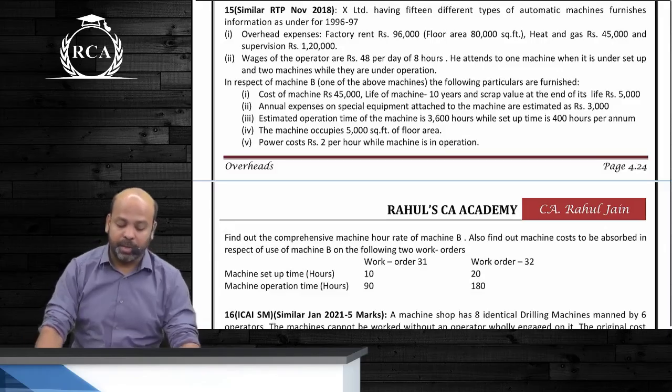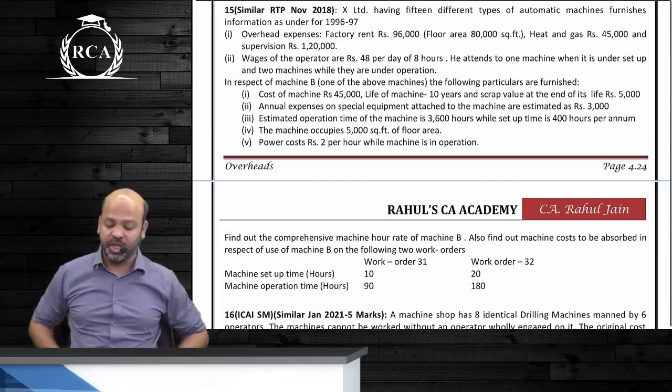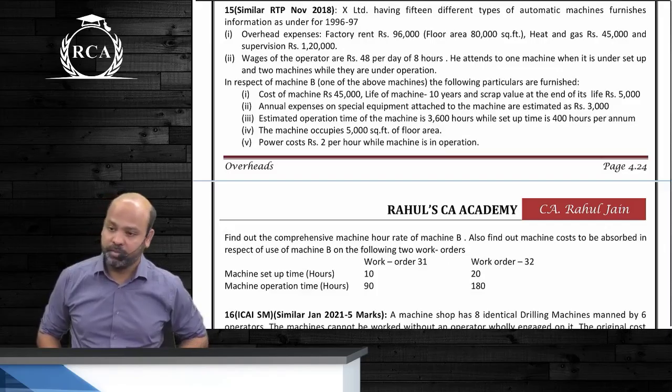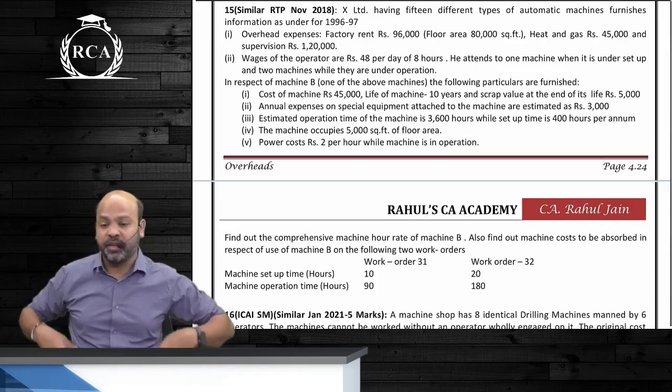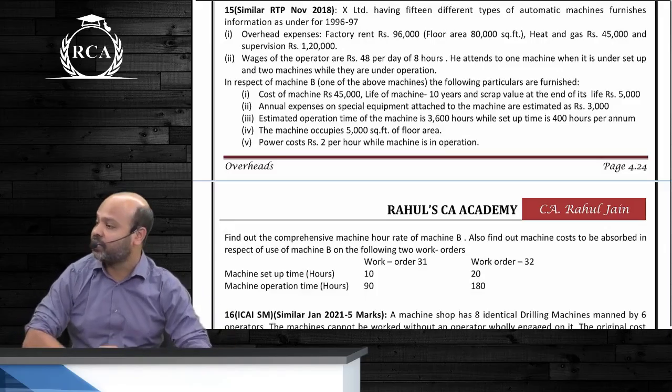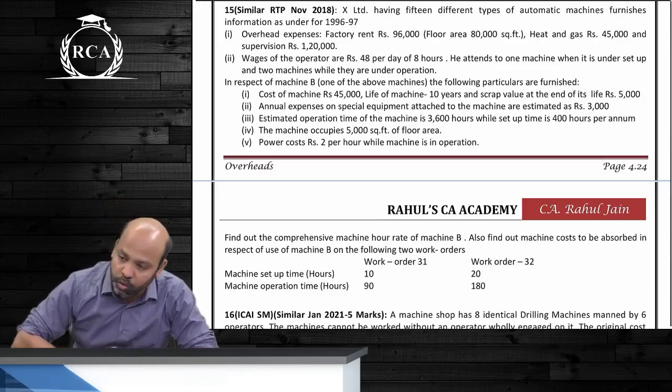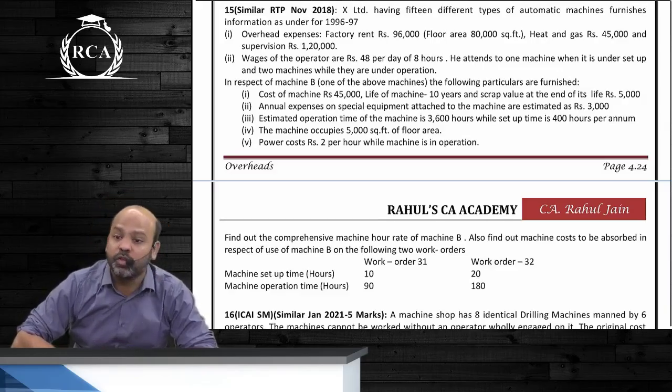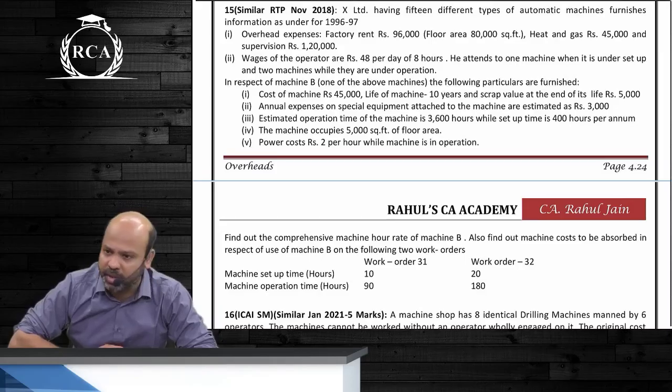6,000. Power is costing 2 rupees per hour while the machine is in operation. Which means you will not incur this expenditure during setup. You will include this expenditure only for those 3,600 hours. It will not be included for the remaining hours. Is it understood or not?